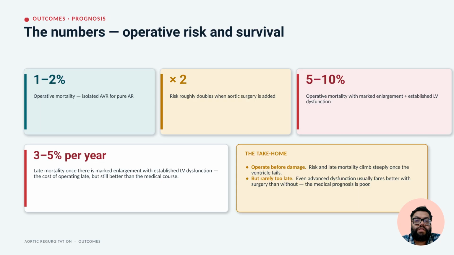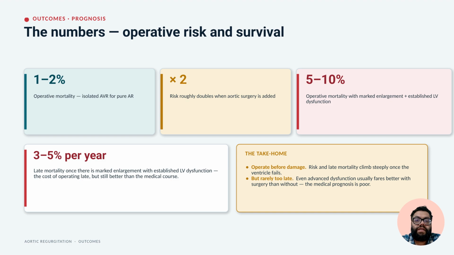Now, the prognostic numbers, which tell a consistent story: operate early and the risk is small, operate late and it escalates. For an otherwise healthy patient having an isolated valve replacement for pure regurgitation, operative mortality sits at roughly 1 to 2%. Add a concomitant aortic procedure and that risk approximately doubles.